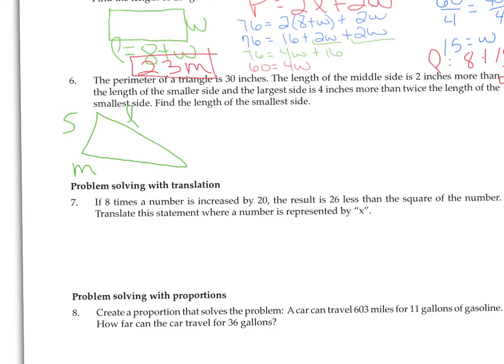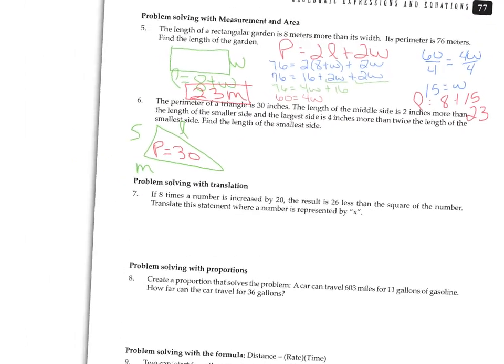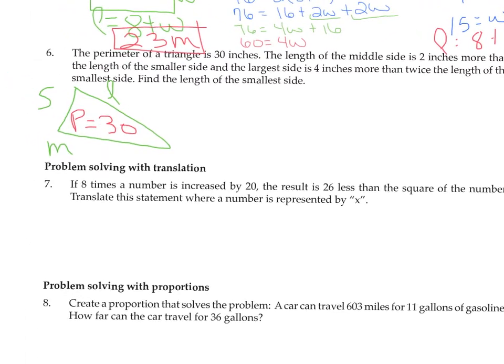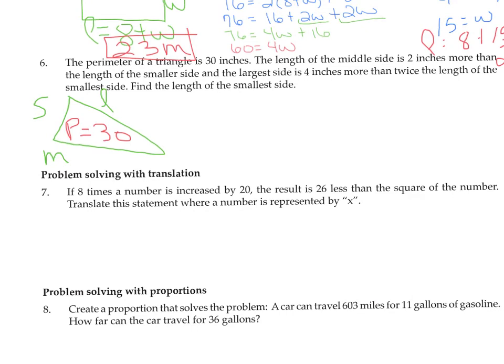And now you have to look at the information. The perimeter of the triangle is 30 inches. So I'm going to put that in the middle. The perimeter is 30. The length of the middle side is 2 inches more than the length of the smaller side. The length of the middle side, that's here, the length of the middle side is 2 inches more than the length of the smaller side, and that's an S, not a 5.